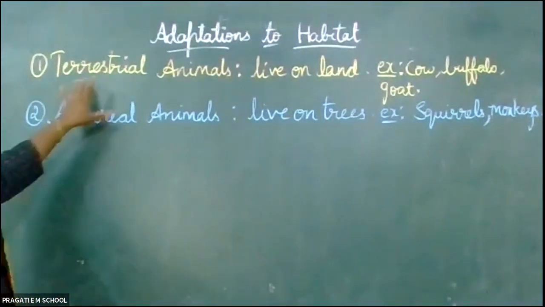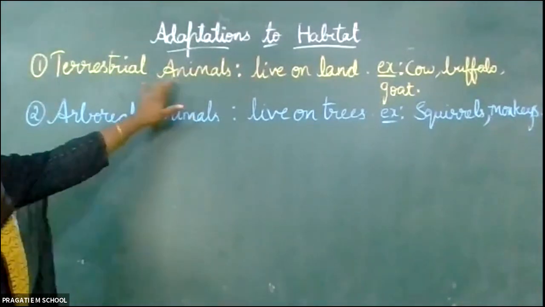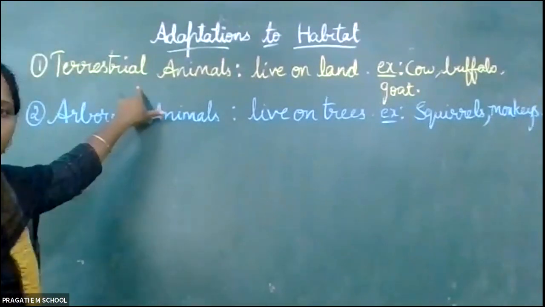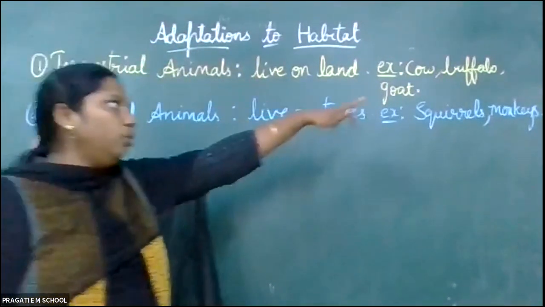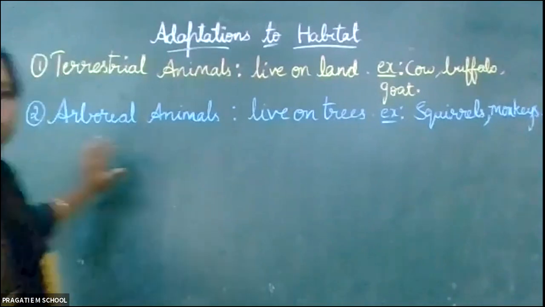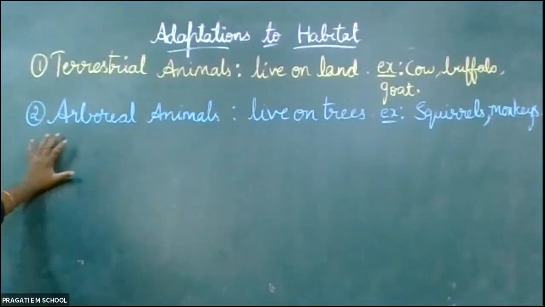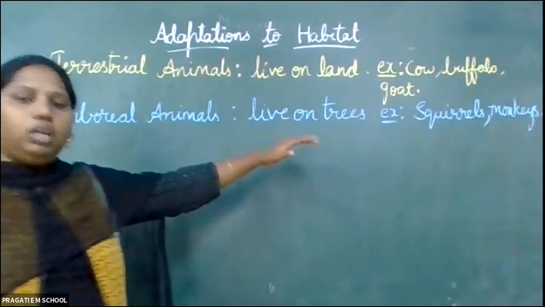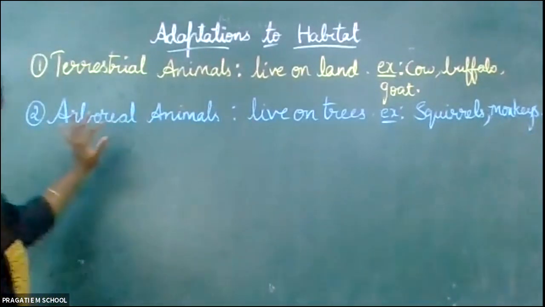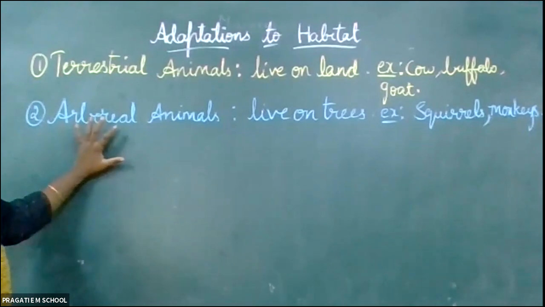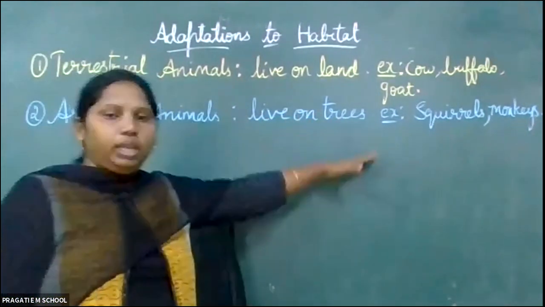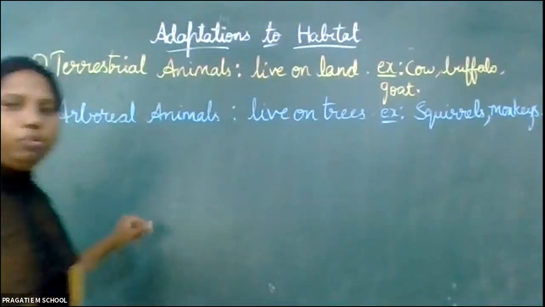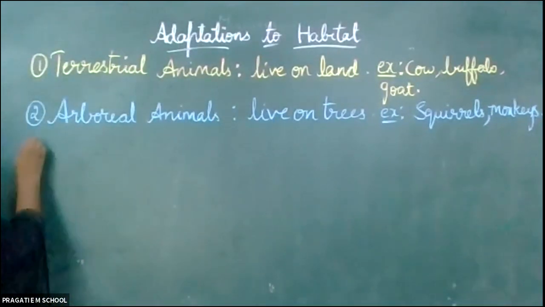The first one is terrestrial animals. The animals which live on land are called terrestrial animals. Children, examples: cow, buffalo, goat. Next, second one is arboreal animals. The animals which live on trees we call arboreal animals. What are the examples here? Squirrels and monkeys. Other examples you have to write at home. Next, third one.